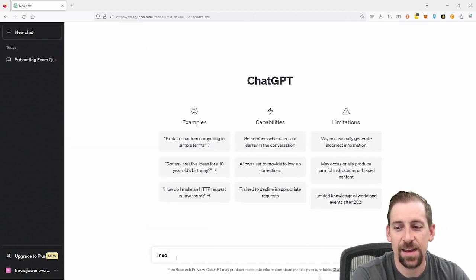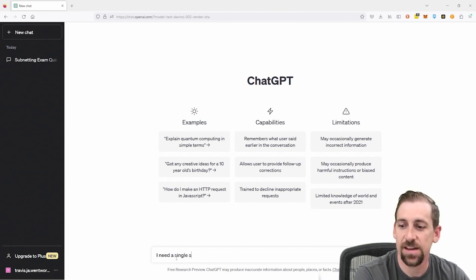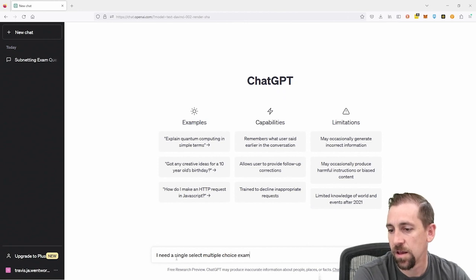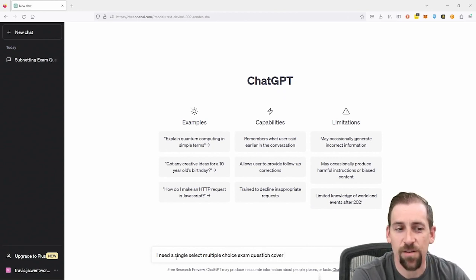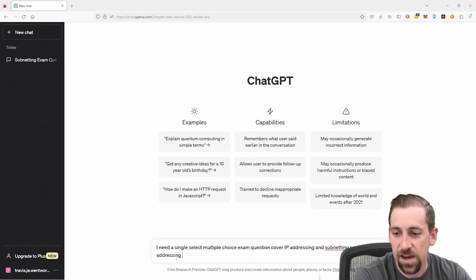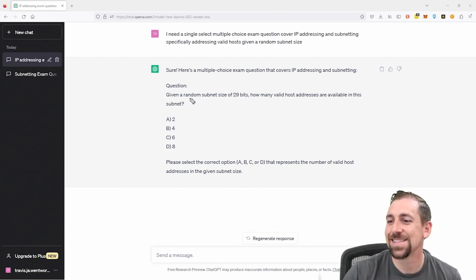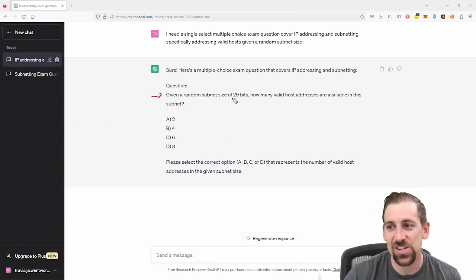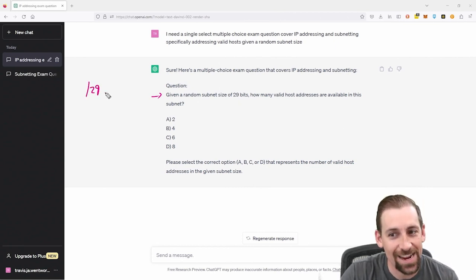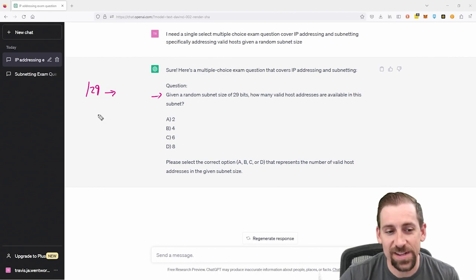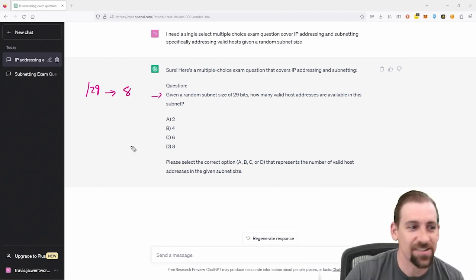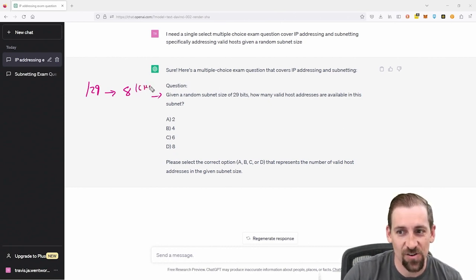And so now we know I need a single select multiple choice exam question covering IP addressing and subnetting, specifically addressing valid hosts given a random subnet size. Given a random subnet size of 29 bits, so it's giving me a random size subnet, right? 29 bits. There's 32 total bits, so this is a /29, which means that I have 3 bits to play with. So a /29 is a block size of 8. This actually means I have 6 valid hosts in here. How many valid host addresses are available in this subnet?